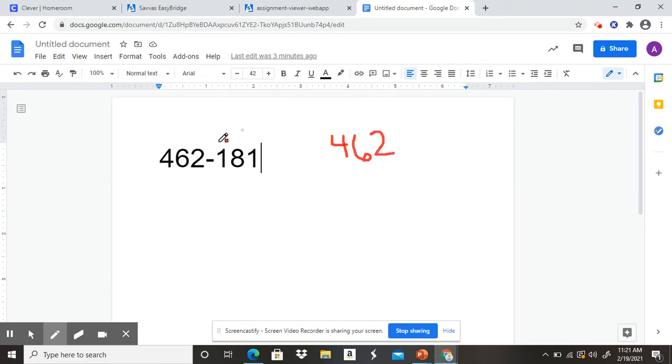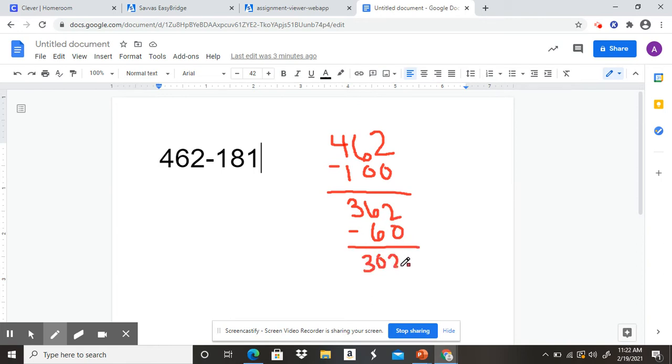So we're going to take 462 and we're going to break apart 181 to subtract it. So the first thing I'm going to do is take away 100 from 462. So when I take away 100 from 462, I get 362. All right, now I'm going to subtract the tens place, which is 80.